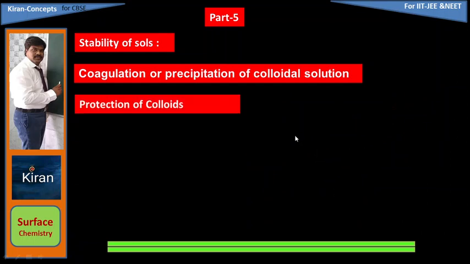Protection of colloids. So how to protect from coagulation? The gold sol is there. All gold particles should be uniformly distributed in water. They should not settle at the bottom of the container. So how to do that? That is called protection of colloids.